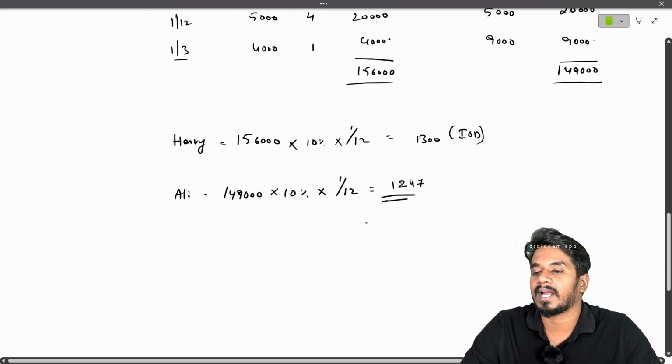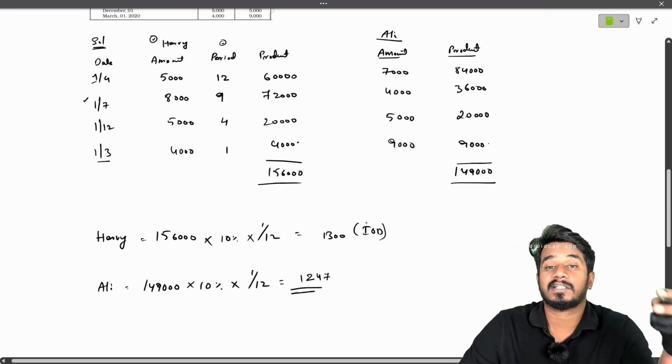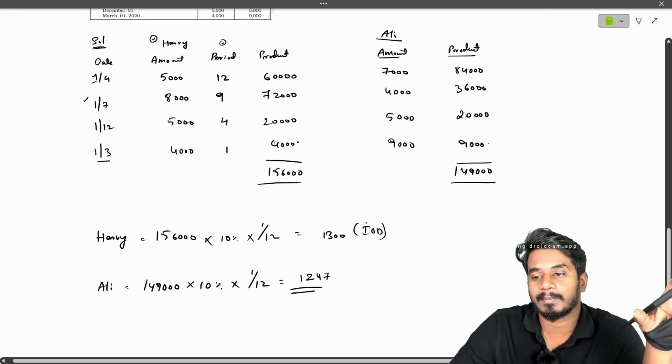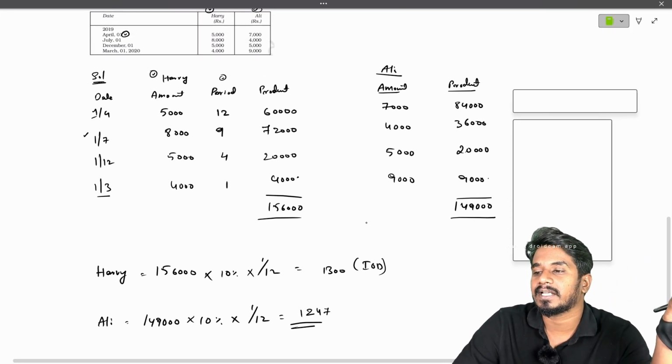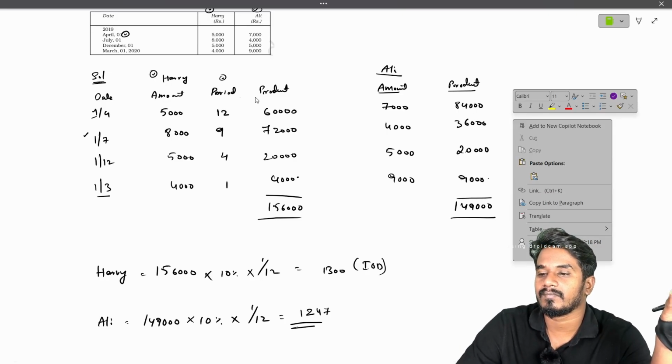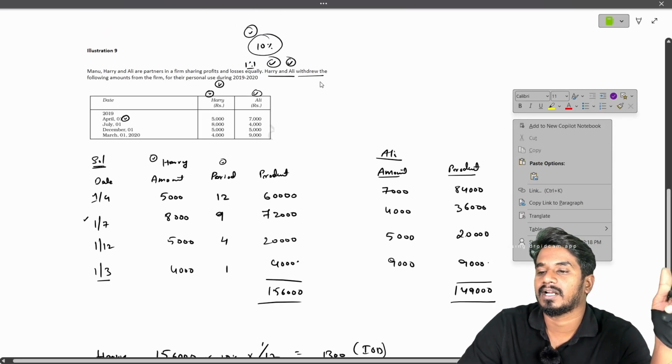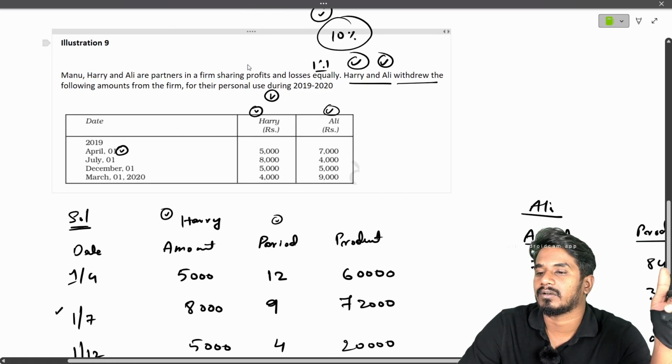So I hope you have understood how we can calculate interest on drawings under the product method. It is very, very simple. Right, you can note down the solution and question also.